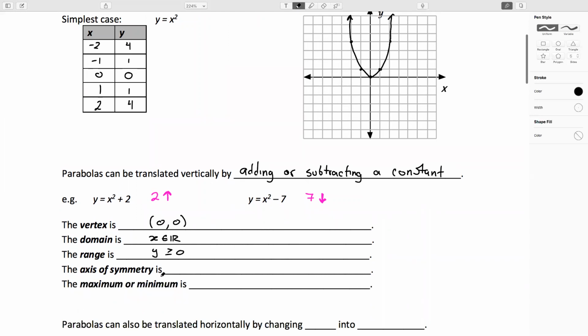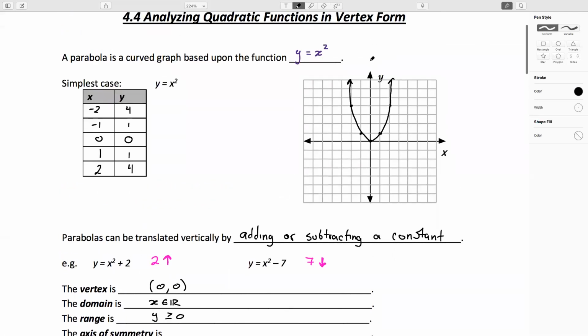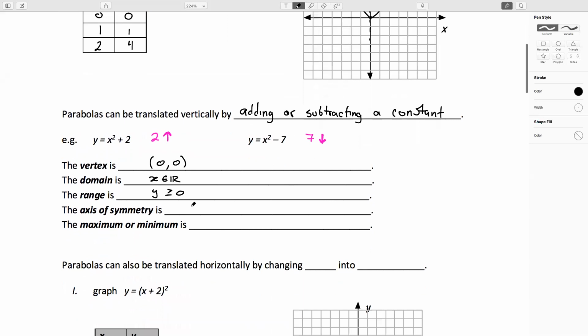The axis of symmetry is the line that matches up with your vertex. So it's the y-axis in this case. It's the line x equals 0. And then the maximum or minimum value. This has to do with whether the function is oriented upright or upside down. In this case, we have a minimum value, which tells me that the minimum is y equals 0.